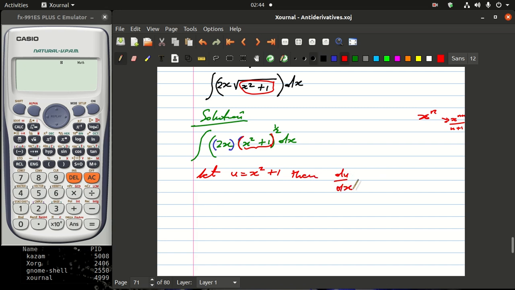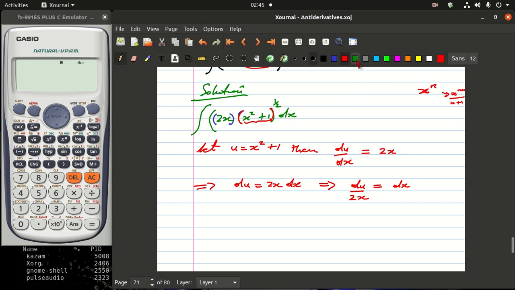du with respect to x, where is this dx coming from? It is because of this dx, must be equal to, what is the derivative of that? It's going to be 2x, and the derivative of this is just a 0. And then after that, I can cross multiply and have du equal to 2x times dx, which simply means that our du must be equal to 2x dx, and then I divide on both sides by 2x, so I will end up having du over 2x is equal to our dx.